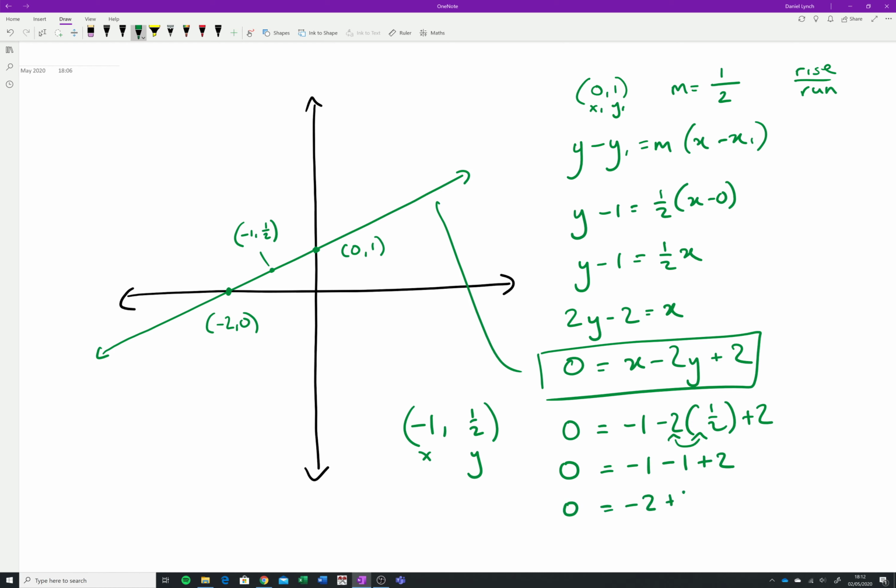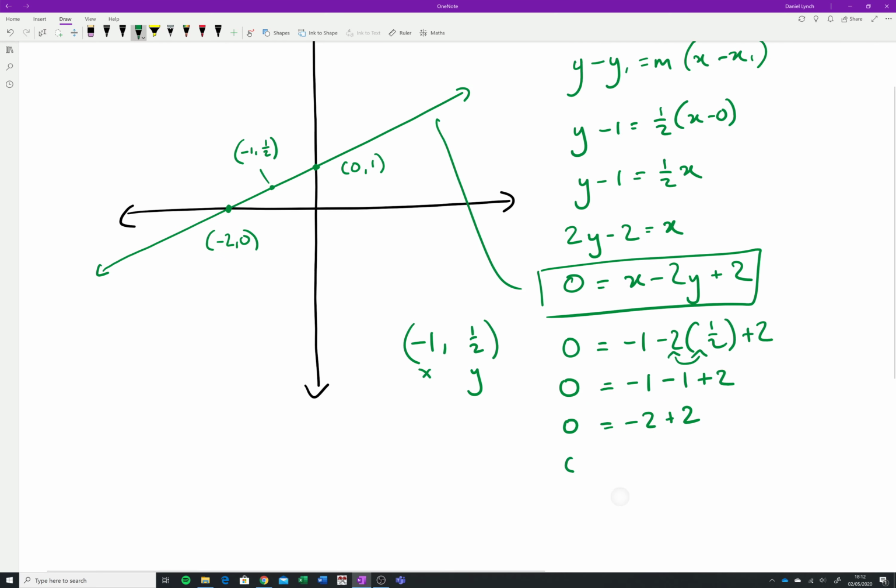So we get minus 1 plus 1 plus 2... sorry, minus 1 minus 1 plus 2, which is 0. So we get 0 is equal to 0, meaning that it's satisfied the equation. Okay, it's given you a truthful answer.